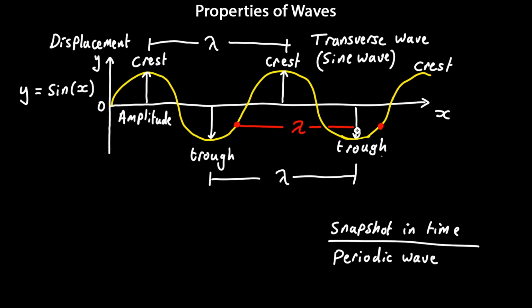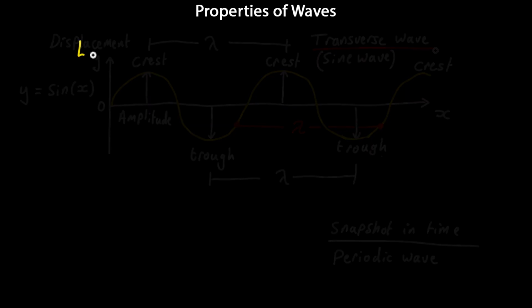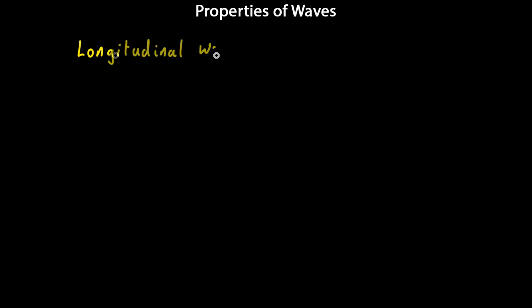So this type of wave is a transverse wave, where the medium's particles move at 90 degrees to the motion of the wave. But transverse waves cannot model how sound waves travel through the air. Sound waves are a type of wave called a longitudinal wave.